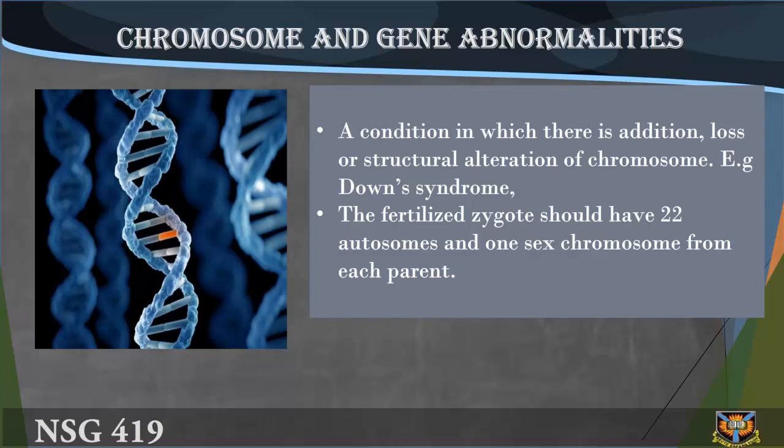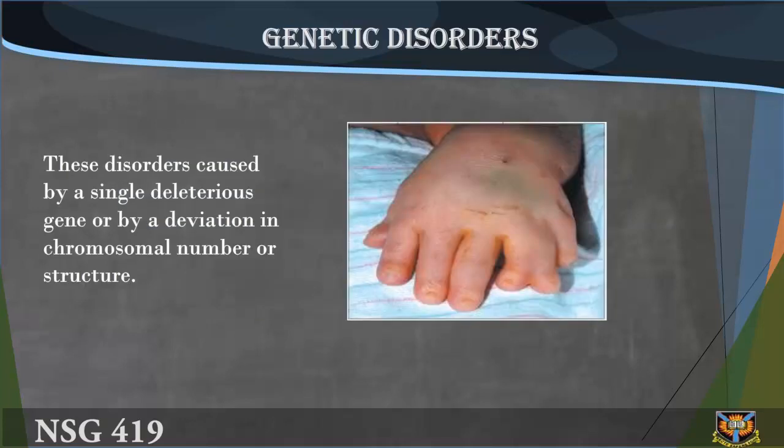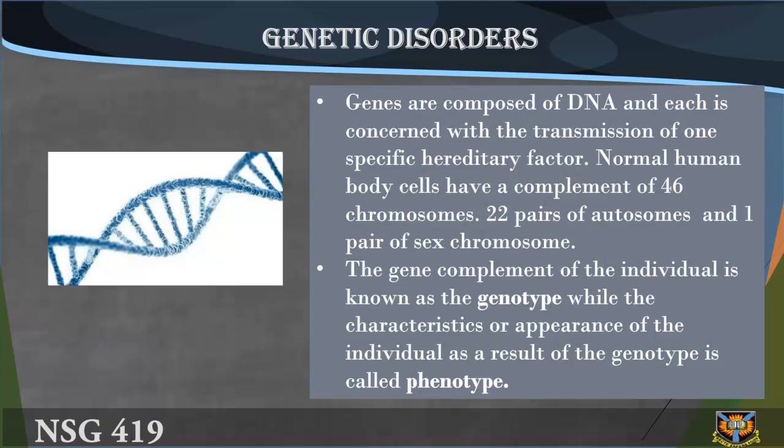The fertilized zygote should have 22 autosomes and 1 sex chromosome from each parent. If there is any fault in the formation of the gametes or after fertilization, an excess or deficit of chromosomal material will result. Each abnormal pattern has a different clinical presentation. Genetic disorders. These disorders are caused by a single deleterious gene or by a deviation in chromosomal number or structure. Genes are composed of DNA, and each is concerned with the transmission of one specific hereditary factor.